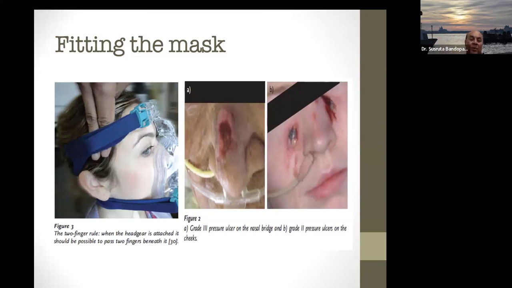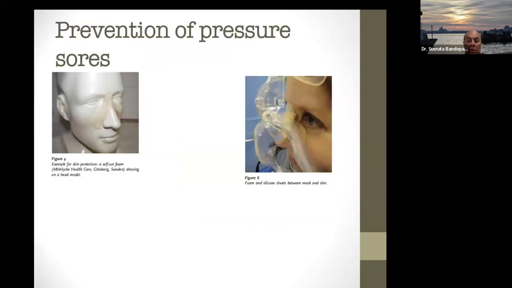If there is a rise tube, the rise tube should come out from one side of the mask. That is one thing we need to be careful about. And it should not be too tight, as I've told you, to prevent pressure sores. Otherwise, when these patients are ventilated for long on non-invasive ventilation, they develop sores and ulcers over their nasal bridge, on their cheeks, etc.